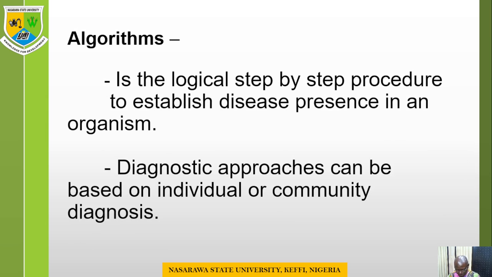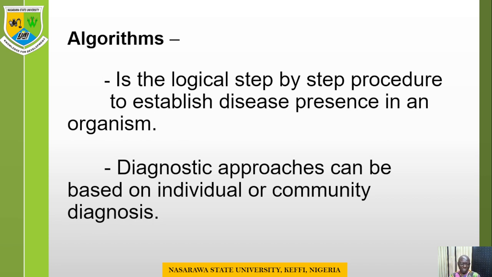Now, let's go back to the word I was referring to earlier, the word algorithms. Here it is the logical step-by-step procedure to establish disease presence in an organism. And all those step-by-step procedures are the direct and the indirect methods of approach I have already mentioned. So there are steps that are taken to verify and establish the disease condition of an individual. That is why it has to be done logically, step by step. And in all, it is a procedure that needs to establish the cause of an infection in an individual.